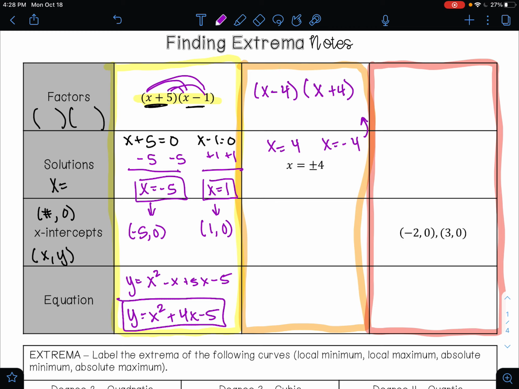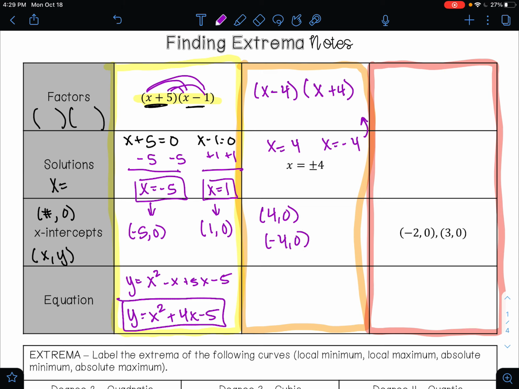Here, if you were to solve this, you would have x minus 4 equals 0. Add 4 to both sides, and that gives you the positive 4. Here you would have x plus 4 equals 0. Subtract 4 on both sides, and that's how you get negative 4. So we're just working backwards from that. To figure out your x-intercepts, that's just going to be positive 4, 0 and negative 4, 0.